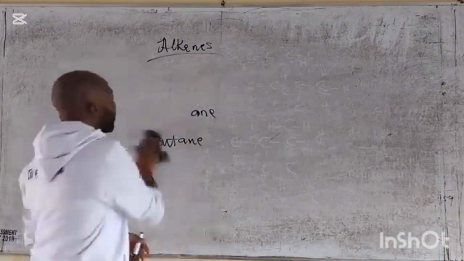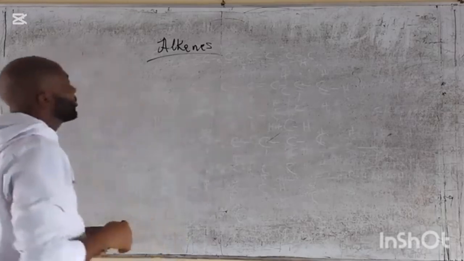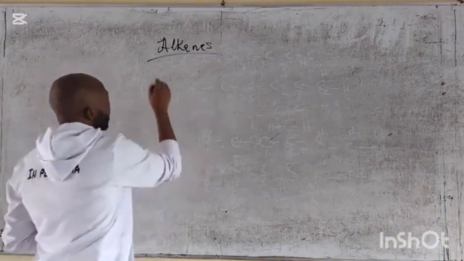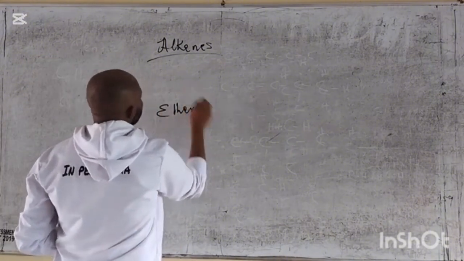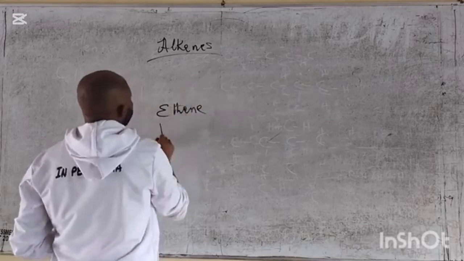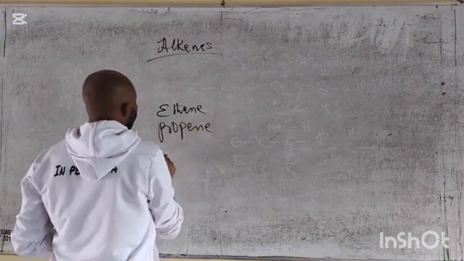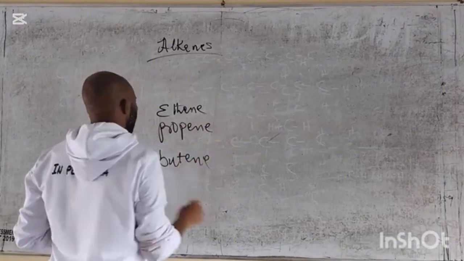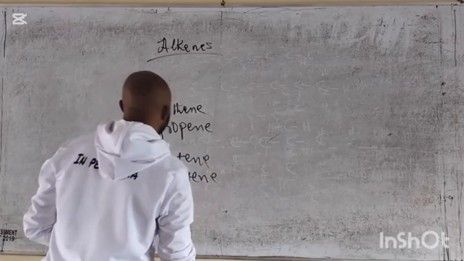So we start with the first member of the alkene family. We do not have methene. We have ethene as the first member. So I have ethene, propene, butene, pentene, and so on and so forth.